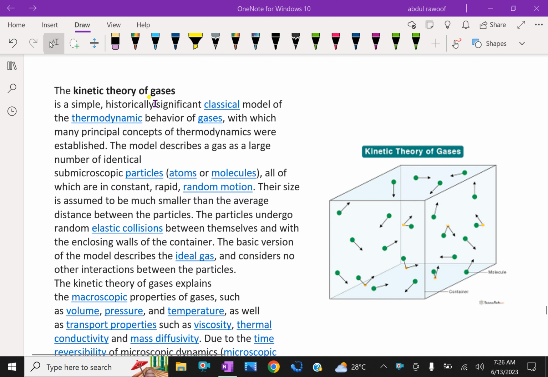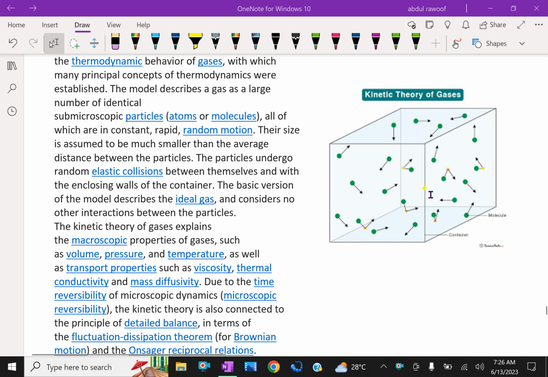The kinetic theory of gases is a simple, historically significant classical model of the thermodynamic behavior of gases, with which many principal concepts of thermodynamics were established. The model describes a gas as a large number of identical submicroscopic particles like atoms or molecules, all of which are in constant, rapid, random motion. Their size is assumed to be much smaller than the average distance between the particles.